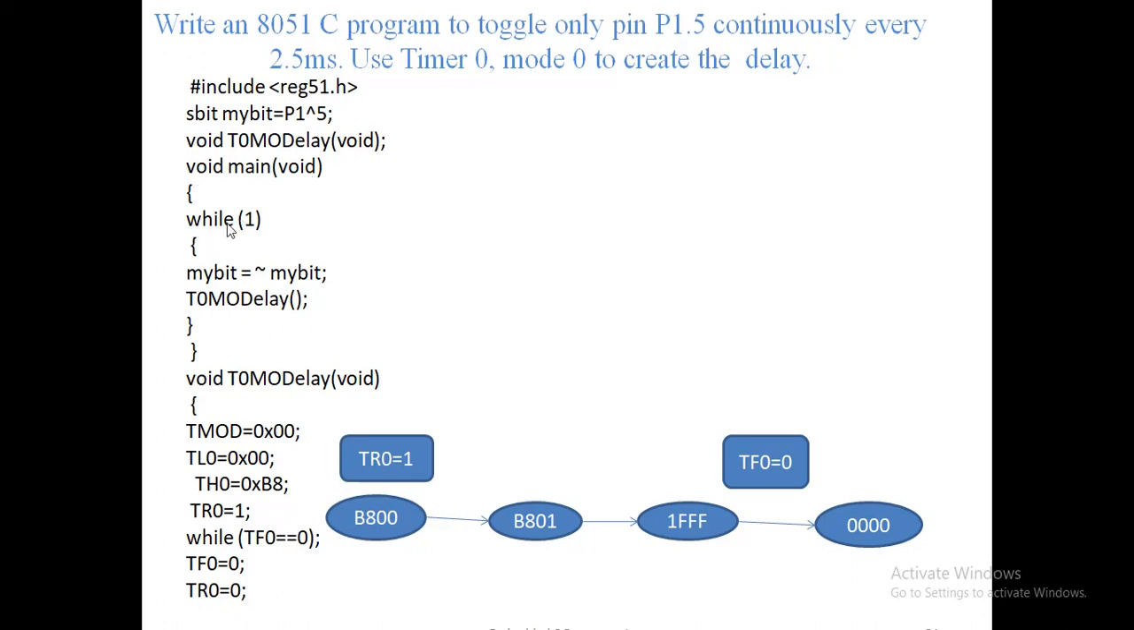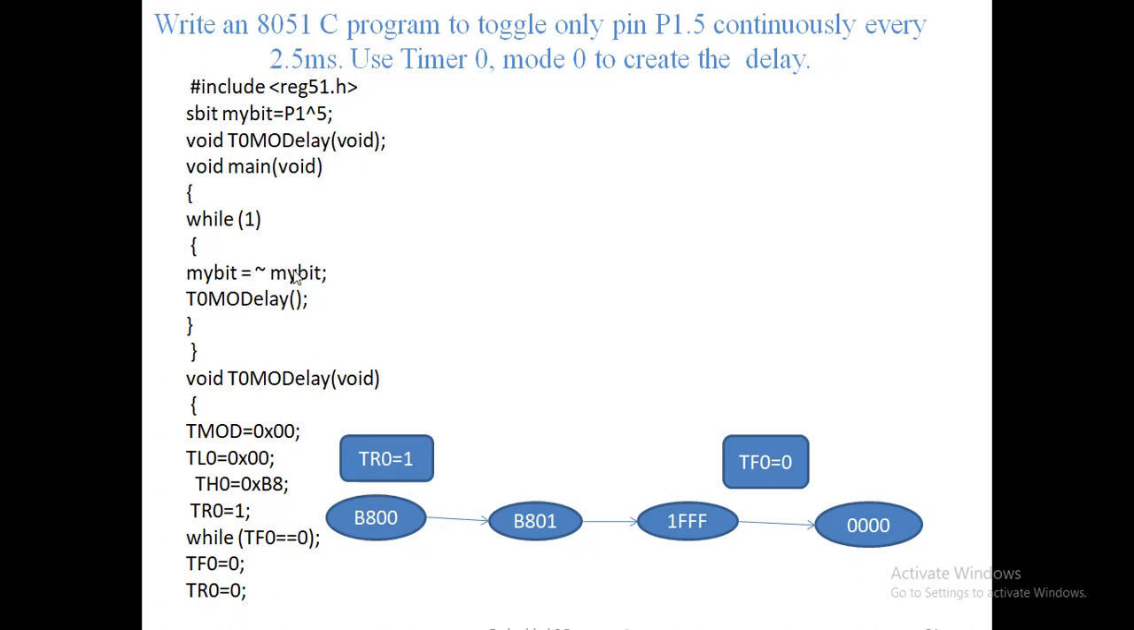Okay, void main, while(1), it is an infinite loop; until you switch off the microcontroller, this program is going to run. mybit is equal to complement of mybit. The next time the while loop executes, 1 becomes 0 and 0 becomes 1, and so on. But for each complement it has to execute the delay function, because if it is on, how much time it is going to be on, it is 2.5 millisecond.